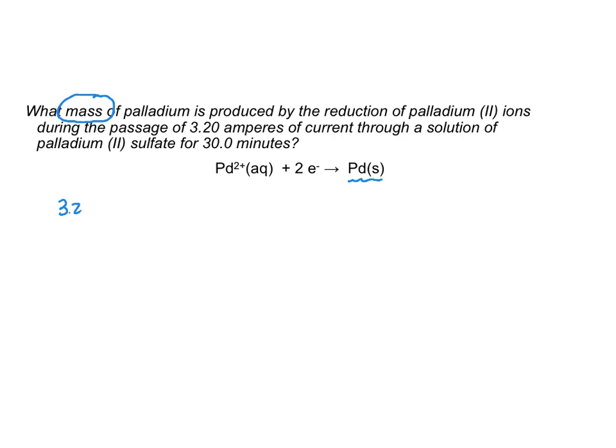If we take 3.20 amps and we do a conversion that says 1 amp second is a coulomb, we then say there are 60 seconds in a minute, and we are running this example for 30 minutes. What we will come up with is 5.76 times 10 to the third coulombs.